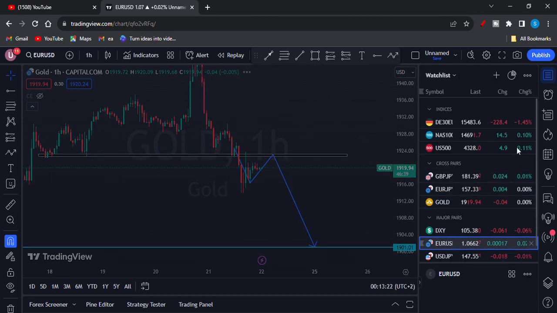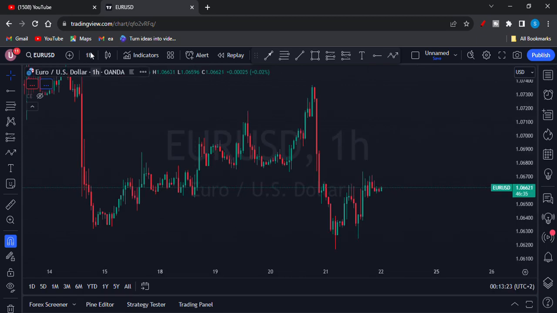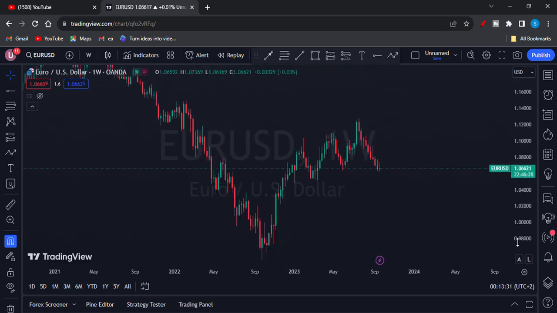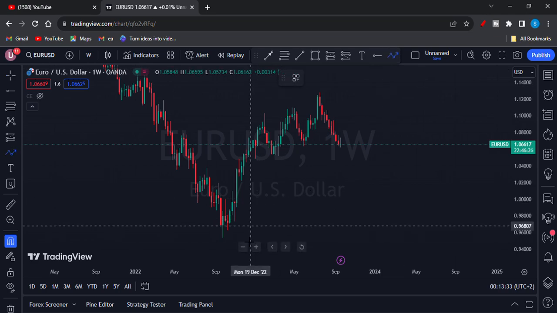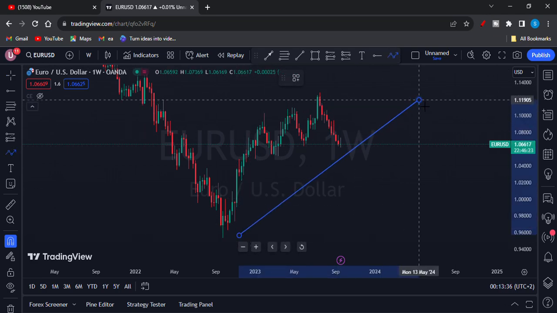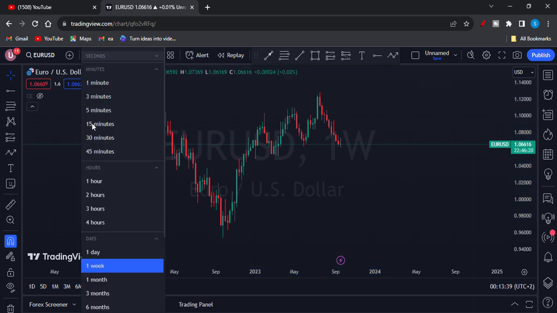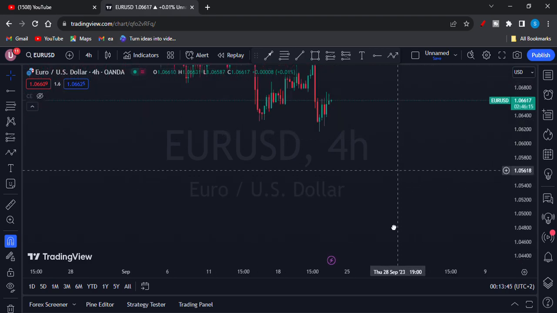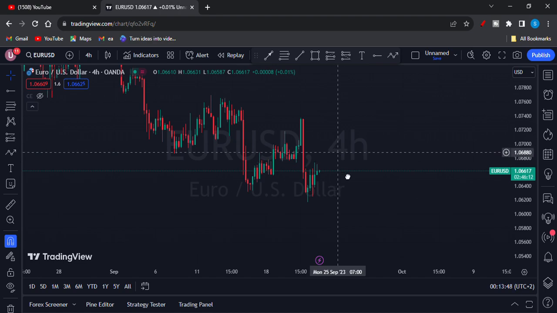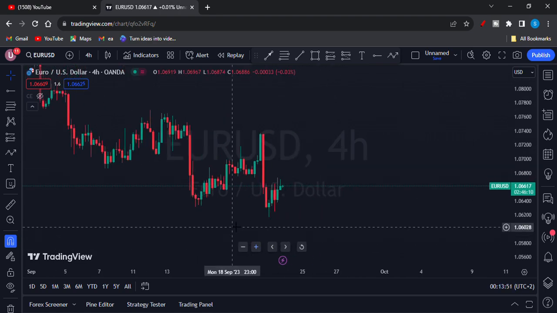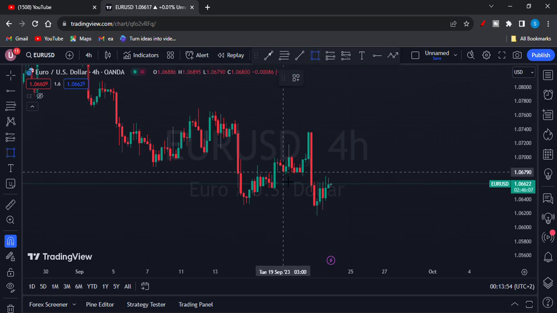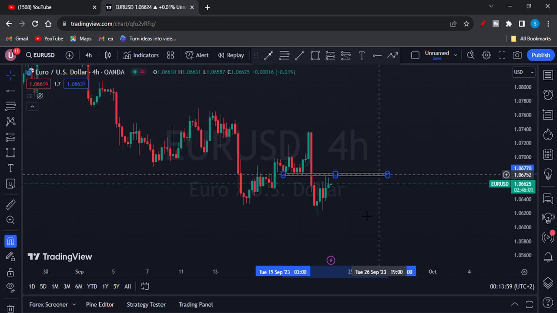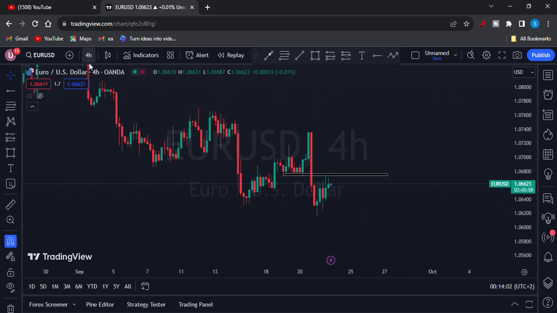And then let's go to EURUSD. And then on a weekly, so for EURUSD on a weekly, we are on an uptrend. And then let's go to our 4 hour. So on a 4 hour, let me just block this again. So on a 4 hour, we have this zone right there, this support area right there. So let's go to hourly.